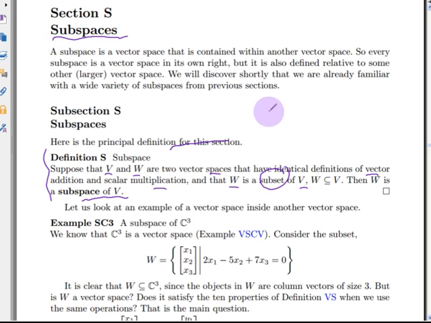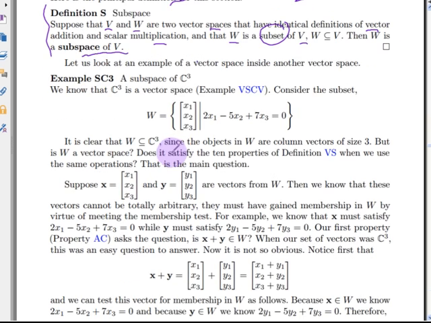So any subspace is a subset, but not vice versa. Okay, you might have subsets that are not subspaces. Subspaces have structure because the subspace is a vector space in its own right. Okay, all right, now here's an example.